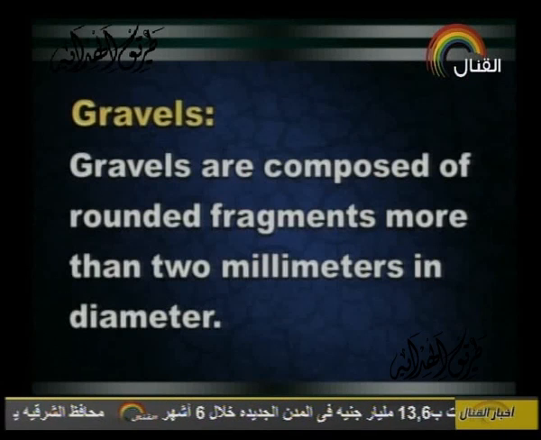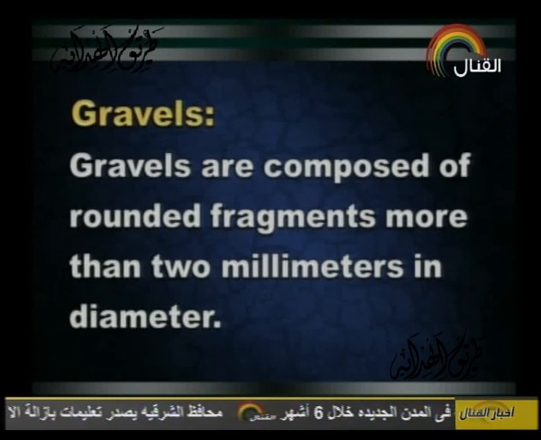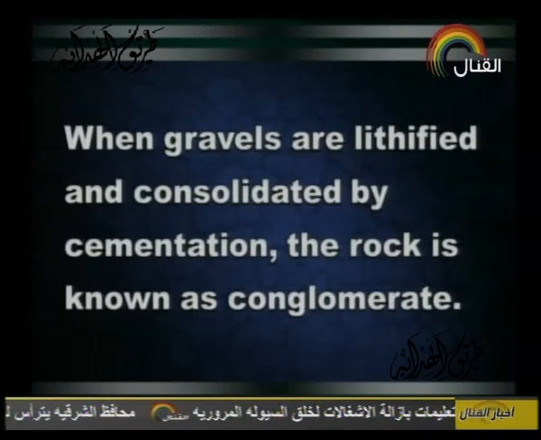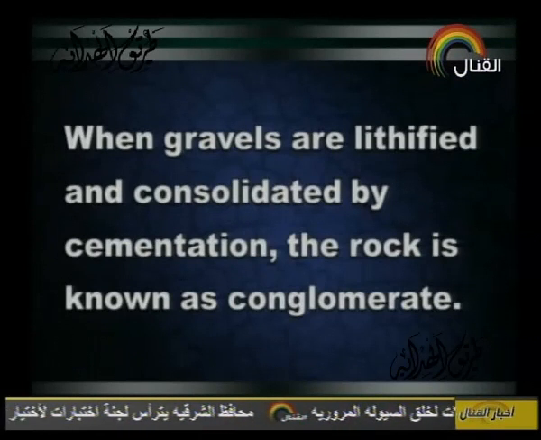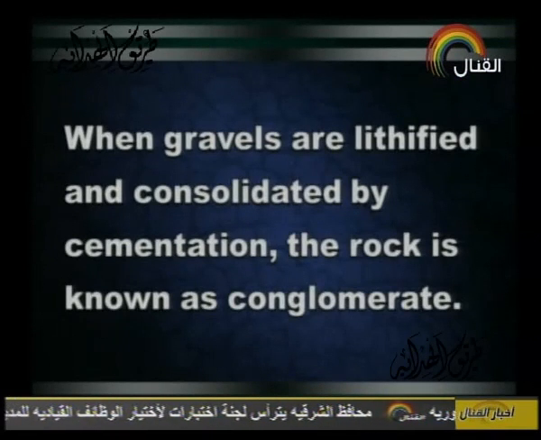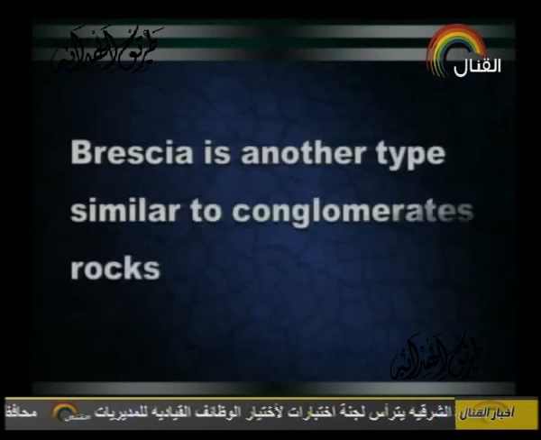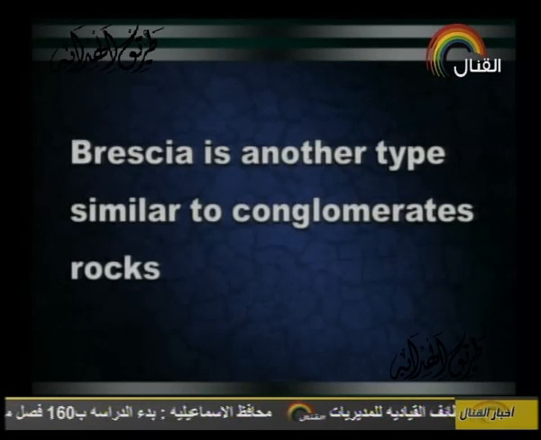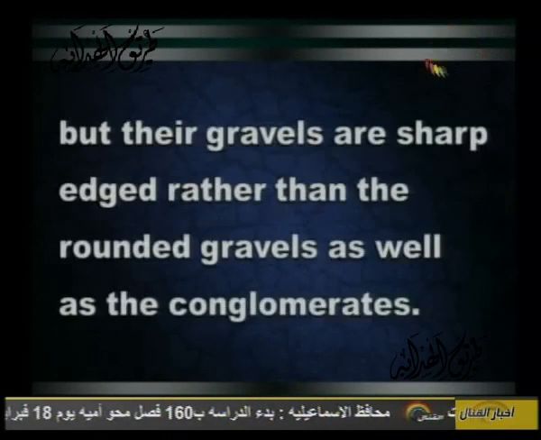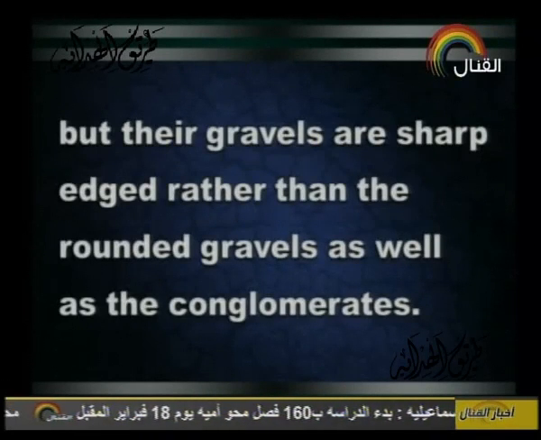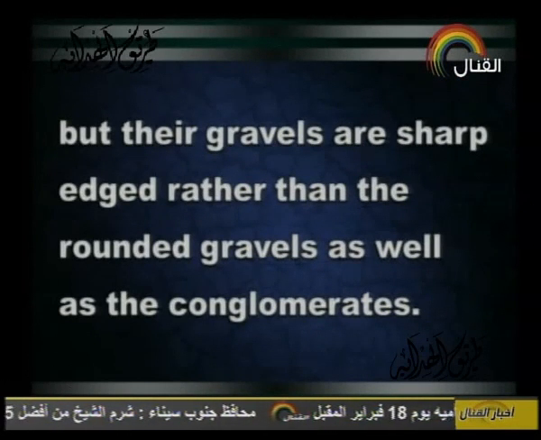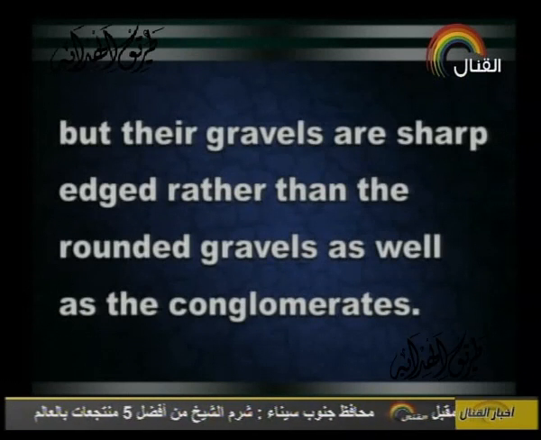Rounded fragments more than 2 millimeters in diameter. When gravels are liquefied and consolidated by cementation, the rock is known as conglomerate. Breccia is another type similar to conglomerate rocks, but their gravels are sharp-edged rather than rounded as known in the conglomerates.